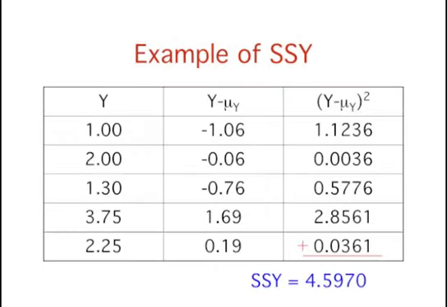A simple example is given in this table. The mean of y is 2.06. The second column shows the mean subtracted from each y value. The third column is the square of each value in the second column. SSY is the sum of the values in the third column and is equal to 4.597.